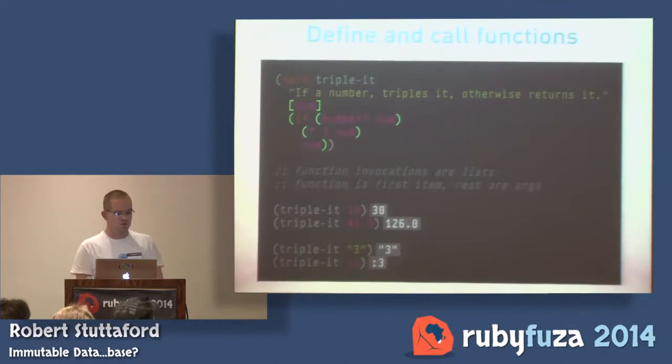Defining and calling functions, we saw this a little bit earlier. So this is a pretty simple function, and something to notice about this is that this is really just a nested list of lists. We define a function, we have a doc string for it. It takes a single argument called num, and then we use if to check if it's a number, and if it is, we multiply, and if not, we just return it. And then below you can see we've got some invocations there, and that's Lisp. You all know how to read and write Lisp now.